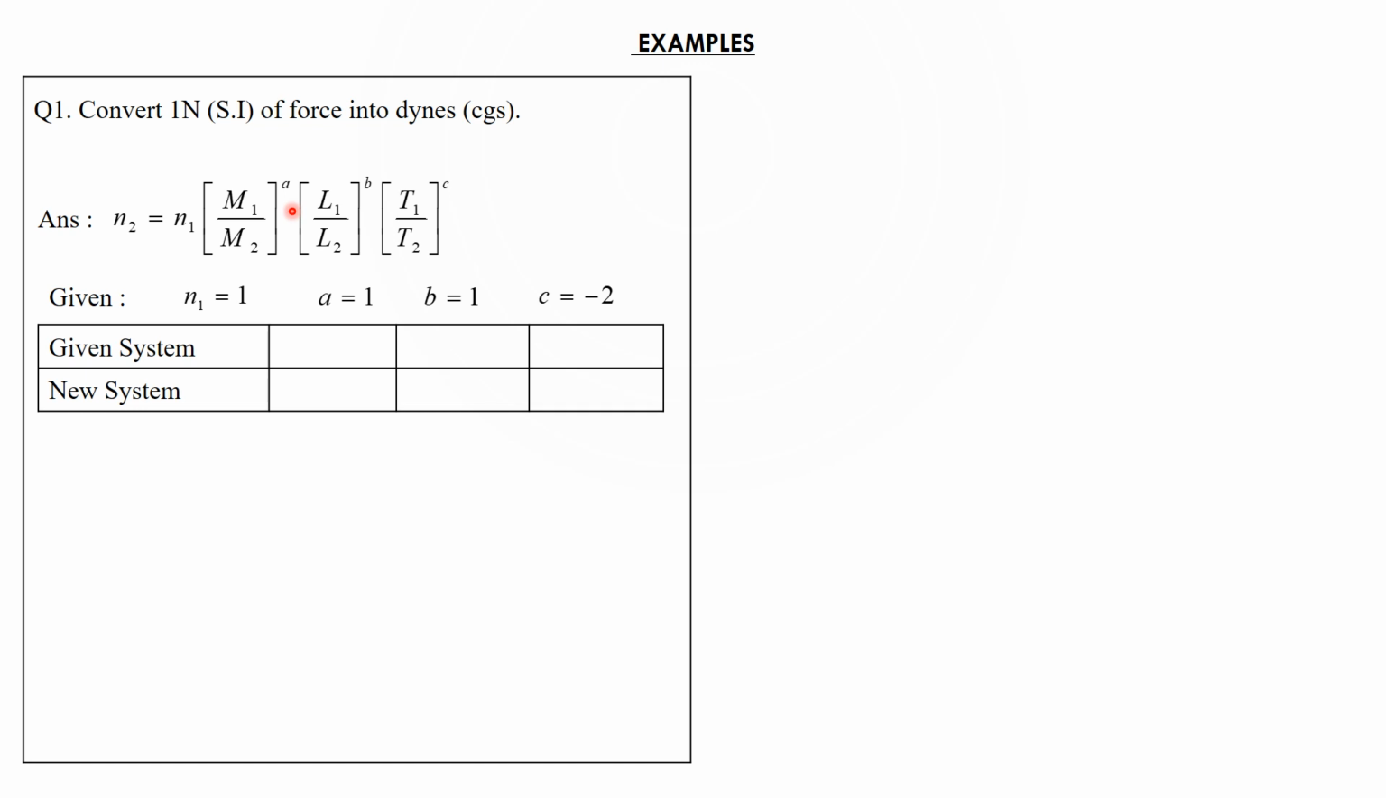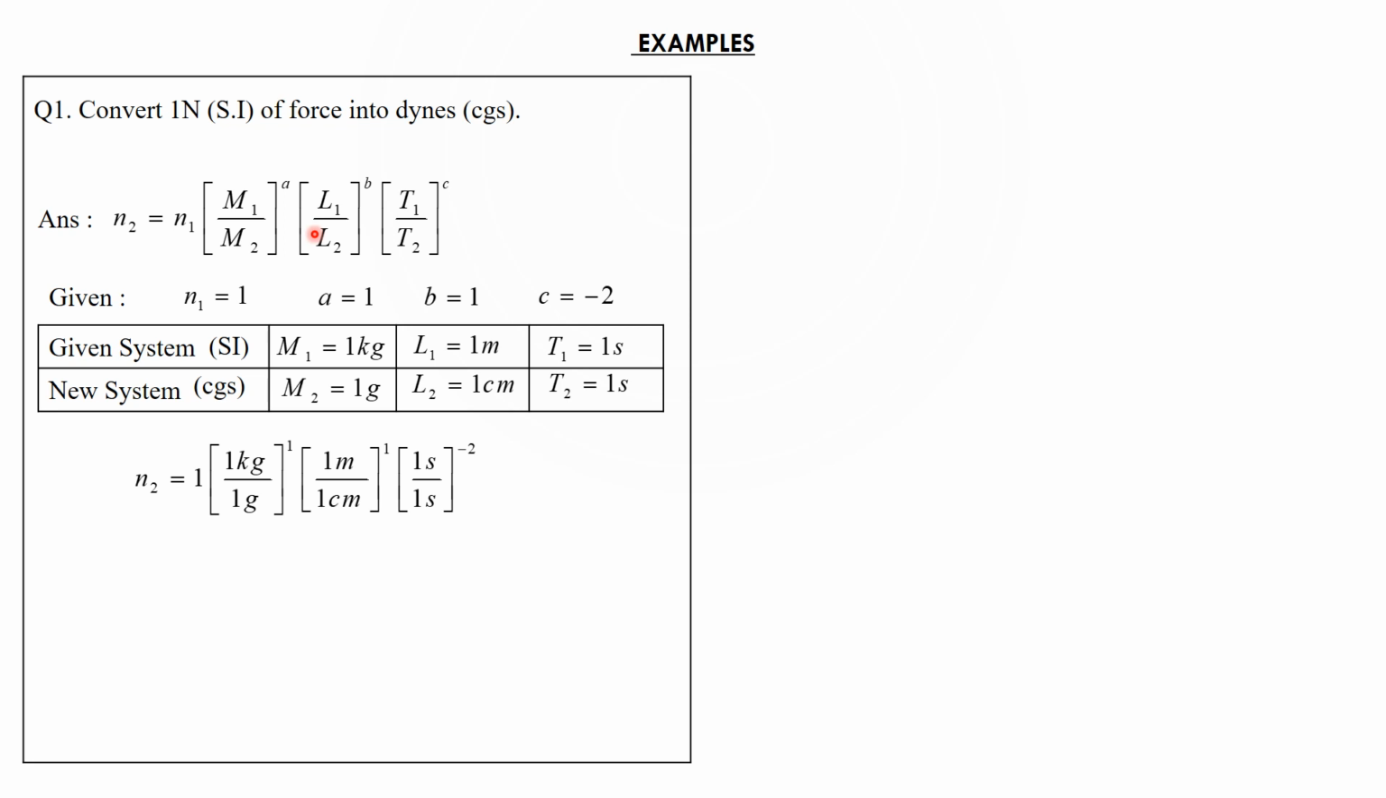Great. Okay, now the given system, which is SI, so M1 is 1 kg, L1 is 1 meter, T1 is 1 second. Okay, the new system is CGS, so M2 is 1 gram, L2 is 1 centimeter, and T2 is 1 second. Okay, now put all these values in the formula. N2 is equal to N1 and the whole power part. Okay, so we have put all the values here.